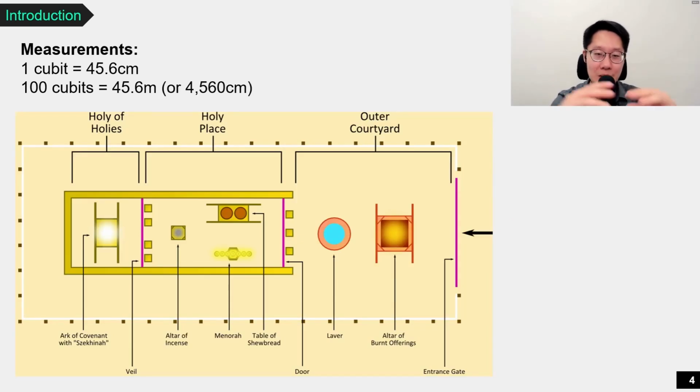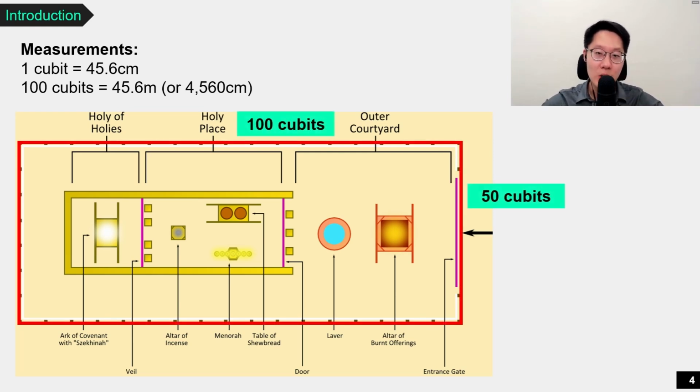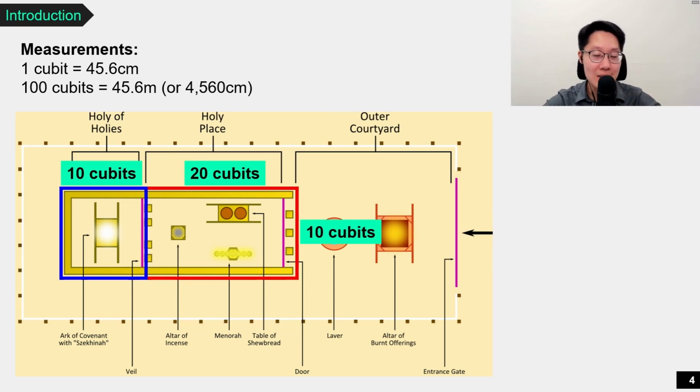So, just for a clear picture of the measurements of the tabernacle, one cubit equals 45.6 cm. Therefore, 100 cubits equals 45.6 meters or 4,560 centimeters. The outer enclosure or the courtyard of the tabernacle has a size of 100 cubits by 50 cubits. And the temple itself is measured at 30 cubits by 10 cubits, whereby the Holy of Holies is measured at 10 cubits on all sides. And the holy place is 20 cubits long and 10 cubits wide.